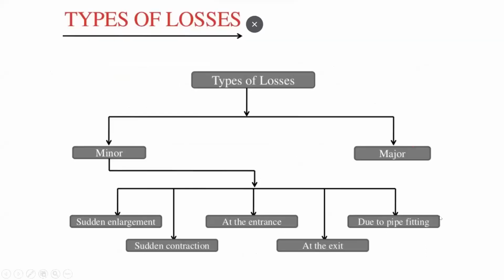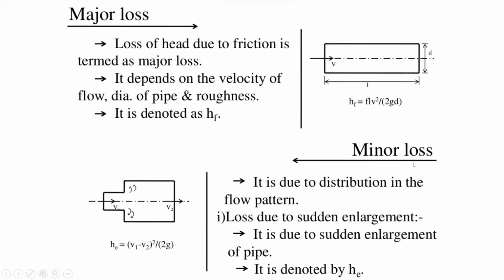So listen here, as I told you, losses are of two types. First one is major loss and second one is minor loss. We will discuss major loss first. What do you mean by major loss? What are the terms used in major loss? And who has derived this major loss? If I'm talking about major loss, listen here.